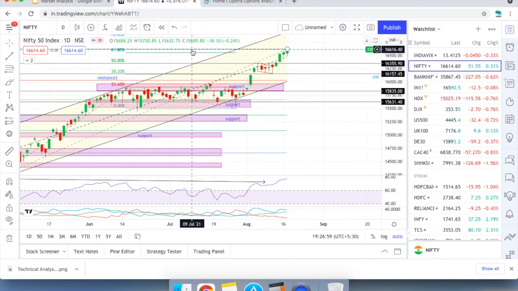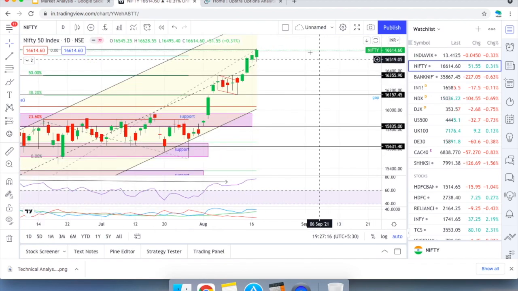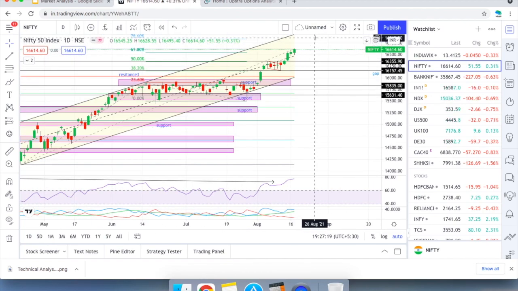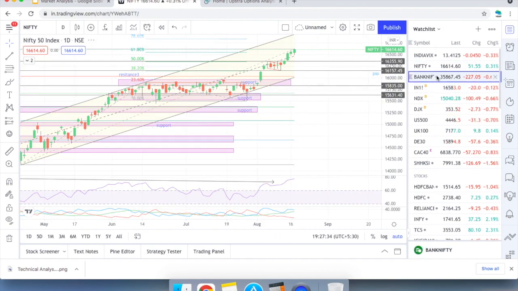Let's see if there is any resistance at the 16,630 to 16,600 levels. Otherwise it is uncharted territory. It can go further to 16,800, which is the next projection, the 78.6 Fibonacci extension level, and then further beyond to 17,000. Below, the first support is seen at 16,350, then 16,150, and then the round number 16,000, and below that the 15,950 to 15,850 band. That's the support and resistance for Nifty.